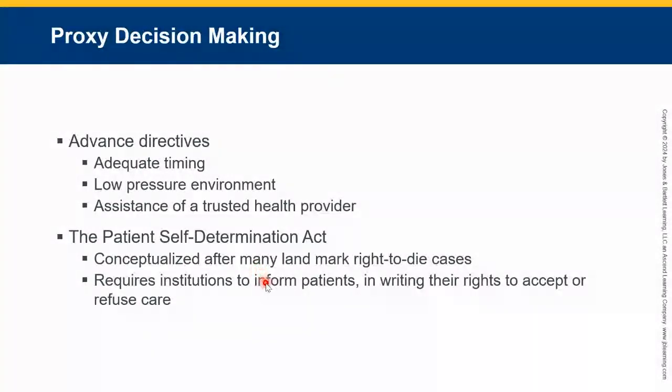So any institution that receives Medicare or Medicaid funds, which are government funds, which pretty much includes almost all healthcare institutions in the United States, because of that, due to this act, they are required to inform patients in writing of their right to accept or refuse care. So this act was started to increase healthcare provider knowledge and affect current end-of-life problems that commonly occur, especially in tertiary care institutions.